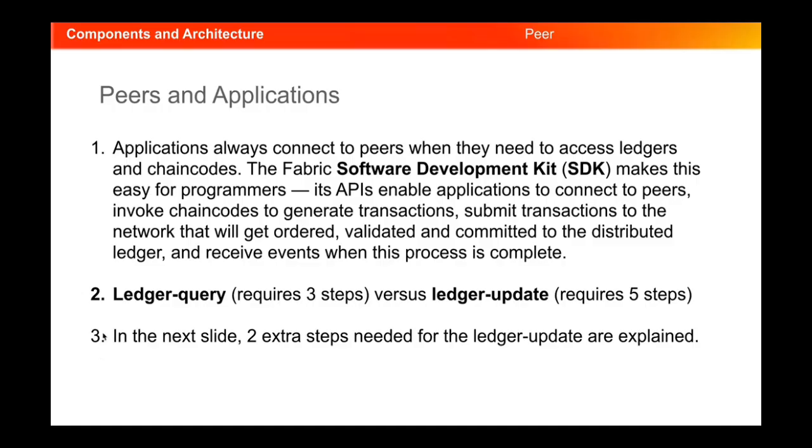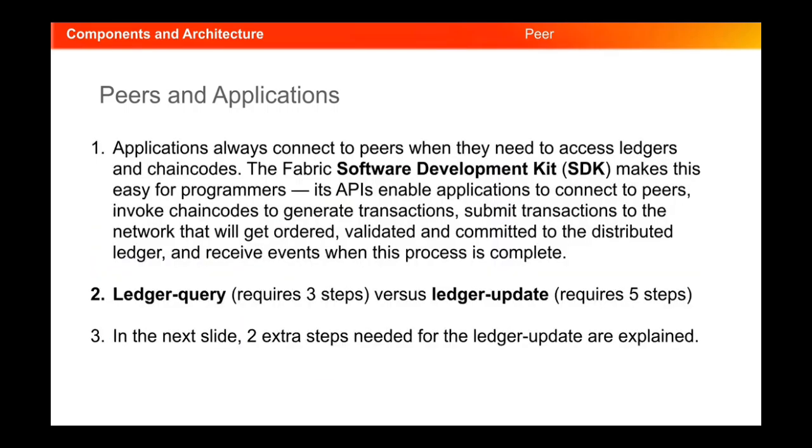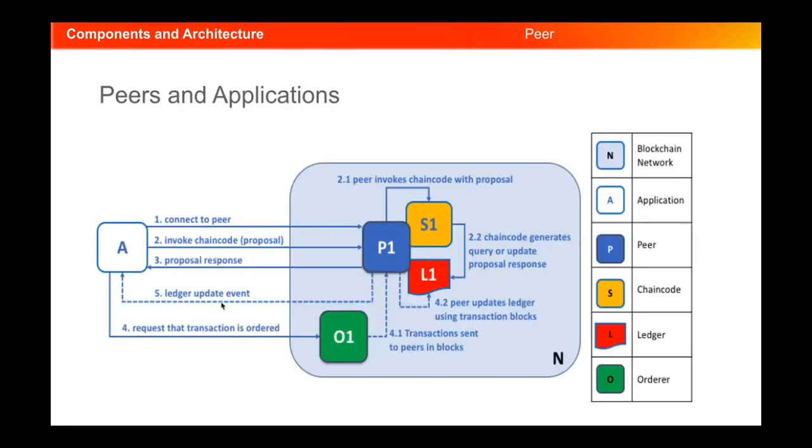So there are two types into which the transactions to and from the peer can be categorized. One is ledger query and the other is ledger update. We will see what ledger query and ledger update mean in the next slide. Now, as we have seen in the previous slide, you have two types: ledger query and ledger update. Let me explain what they mean. As we have seen, ledger query is a 3-step process and ledger update is a 5-step process.